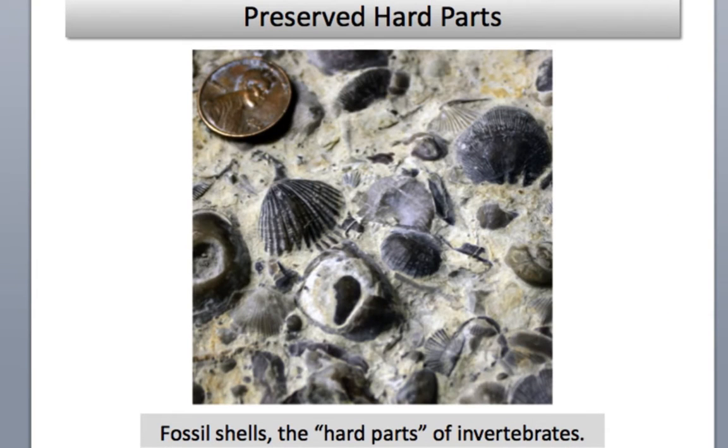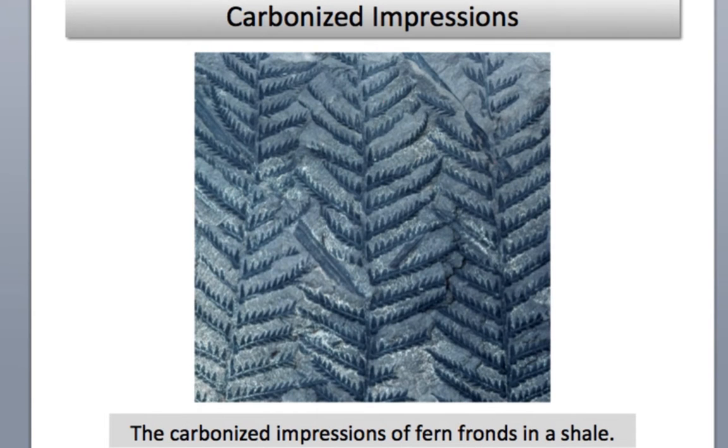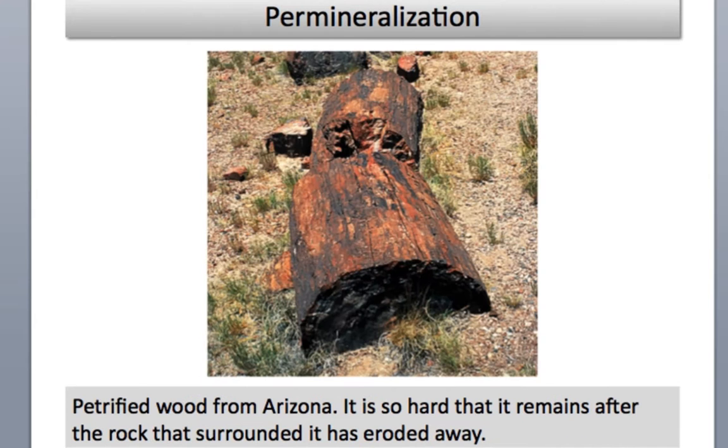And then we have hard body parts. So here's some shells. Look at some other brachiopods and other organisms here. Invertebrates, which lack a backbone. And then here's some carbonization. Again, some fossil ferns here. Permineralization is a process where new minerals precipitate in the pore spaces, right?